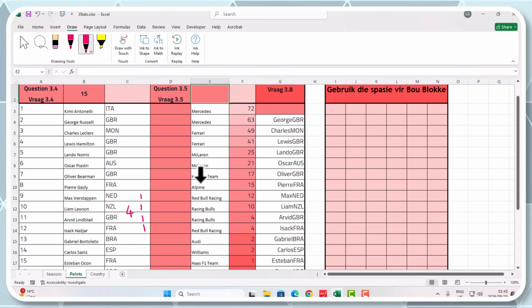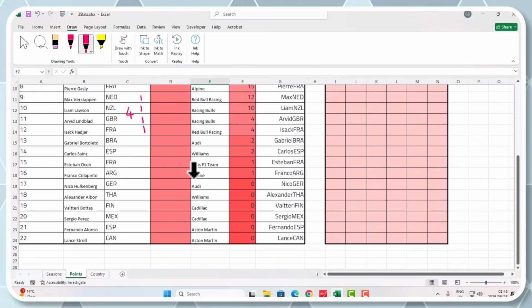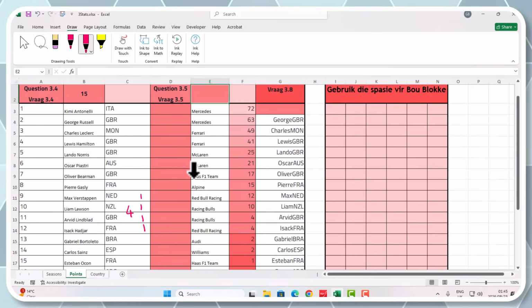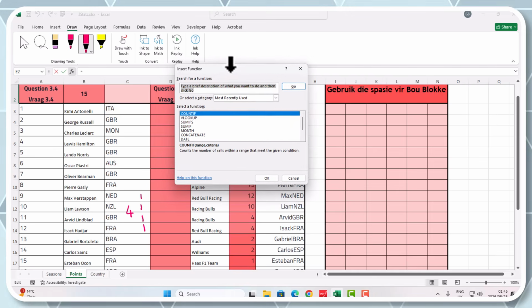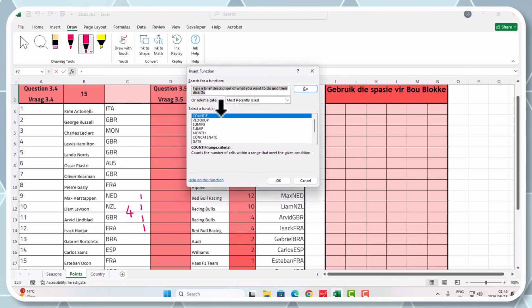Let's go down and see if we can see any more. All right, no, so that's correct. Okay, so let's go use our CountIf function now and also the wildcard. All right, good. So let's go there. Let's go to FX. Right, let's open this one up and we are looking for CountIf.